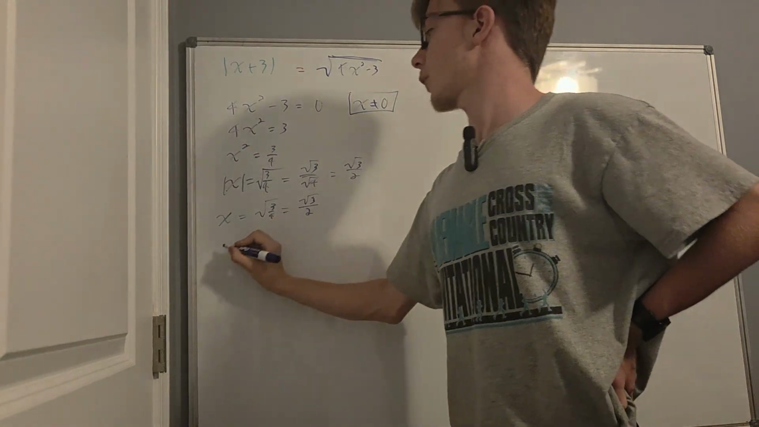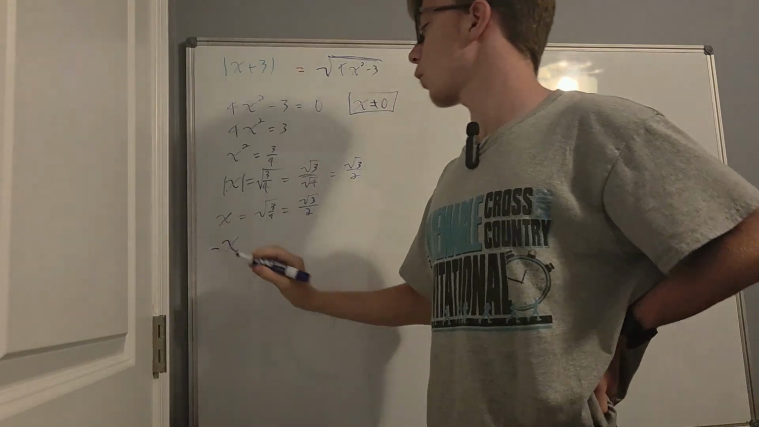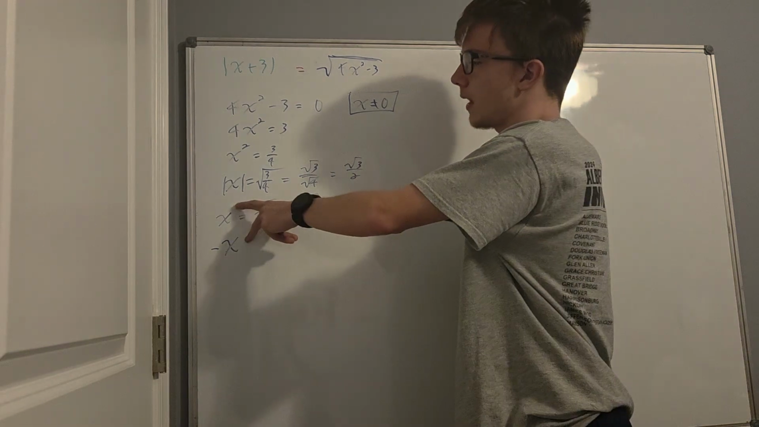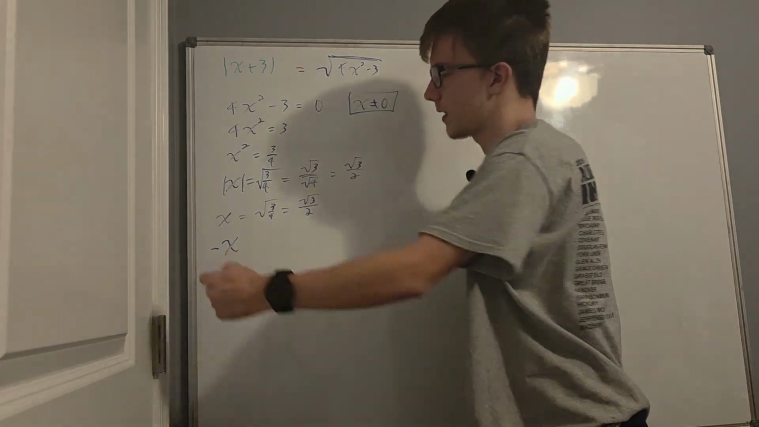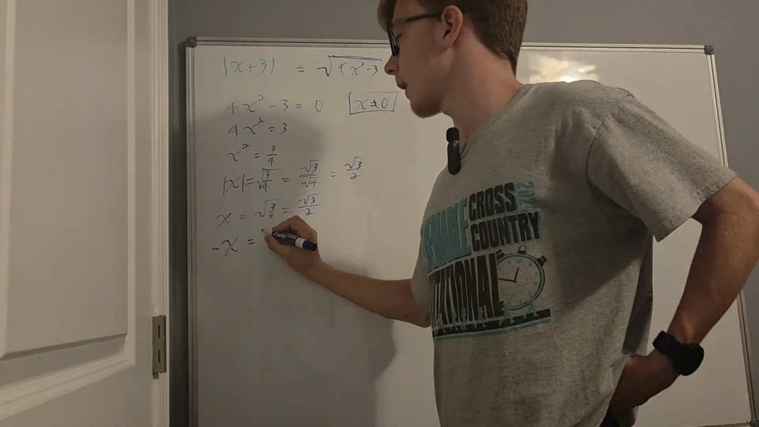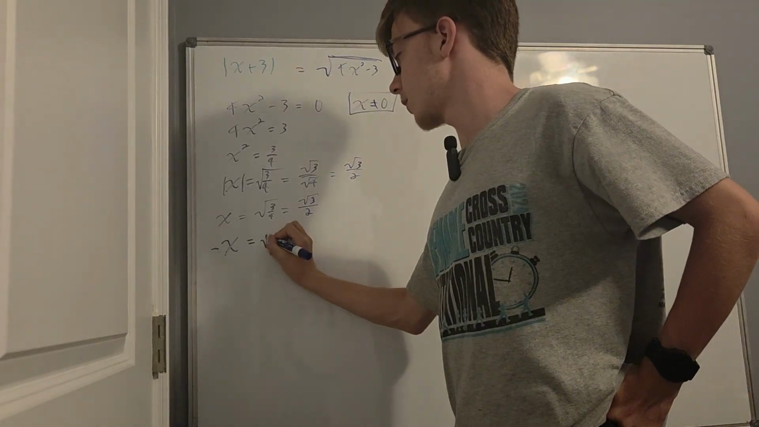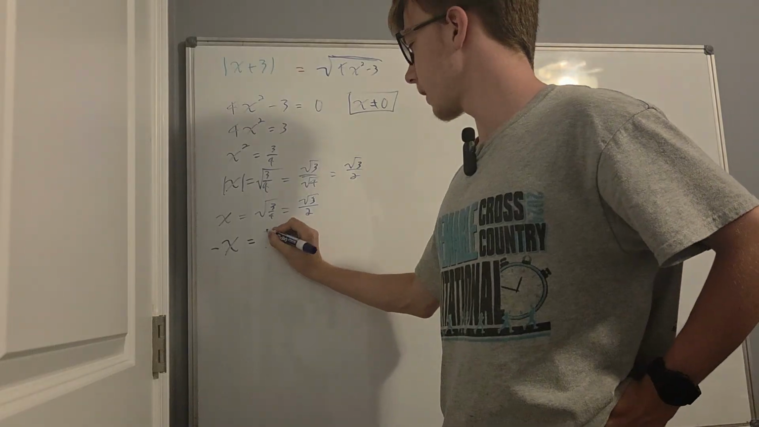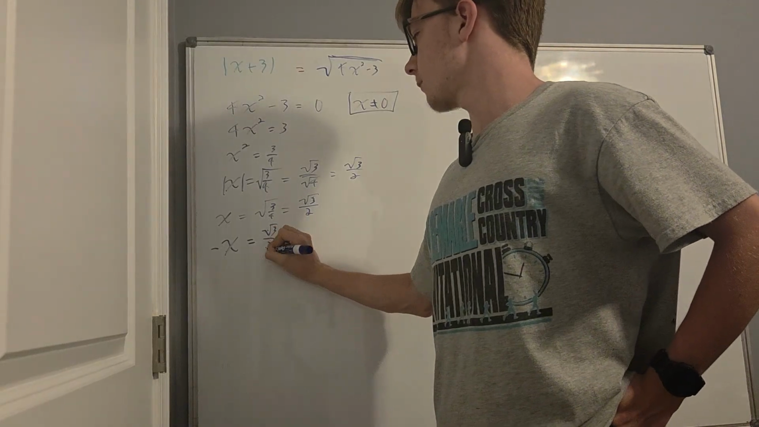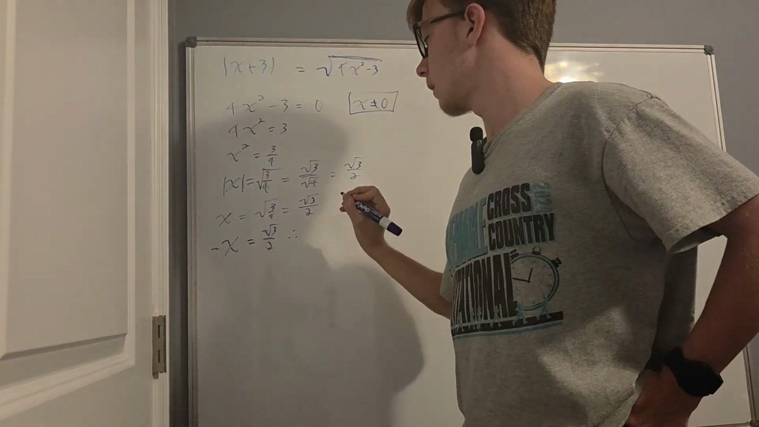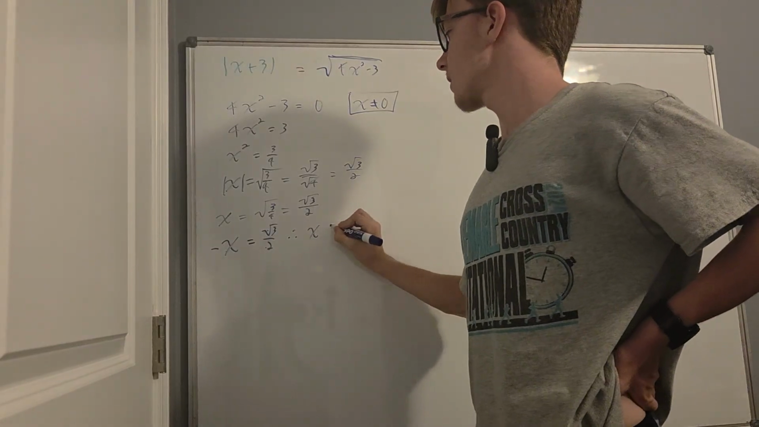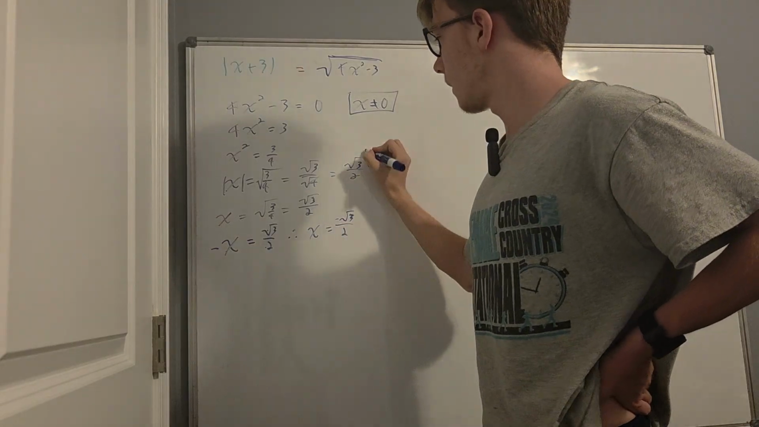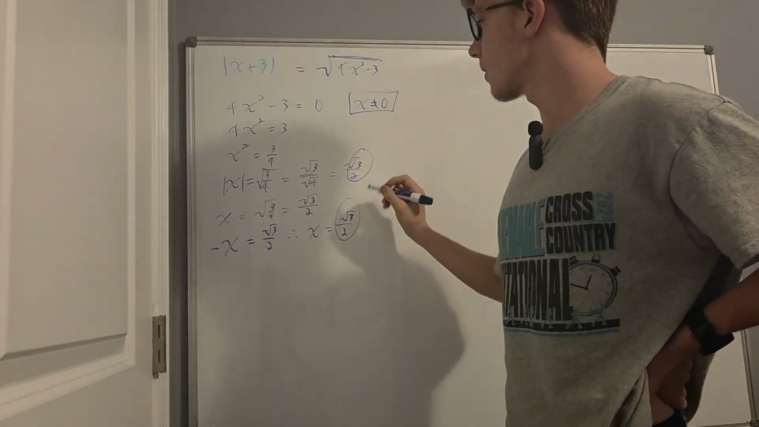Now we have our other case, where x is negative. Whenever you have an absolute value, you want to isolate the absolute value and take the two cases, where it's positive and where it's negative. So now we're looking at where negative x is equal to the square root of 3/2. I'm going to go ahead and simplify it down to that. Therefore, x is also going to be equal to negative square root of 3/2. So I have my two solutions.